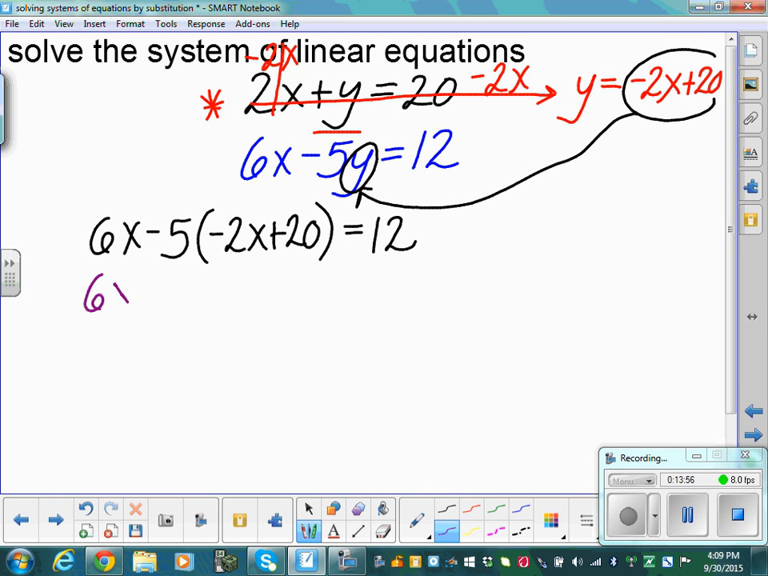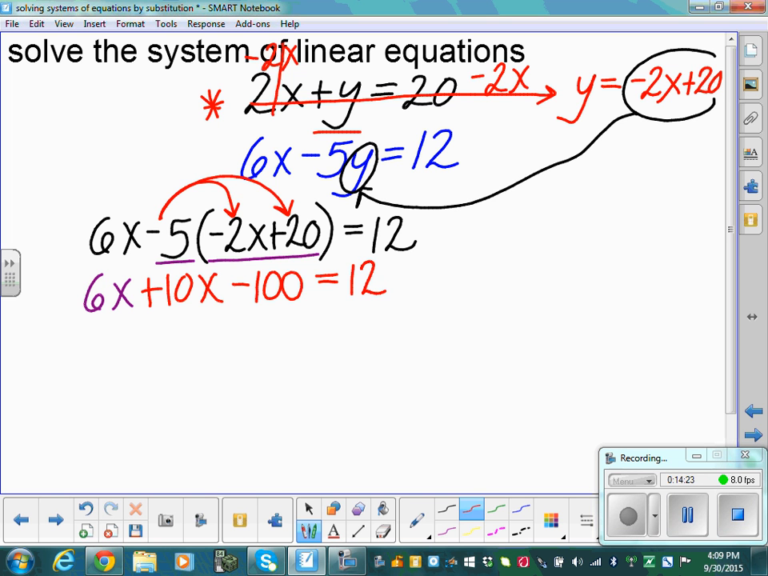So I have 6x. And then notice I have negative 5 times all that stuff. So I'm going to have to distribute negative 5 through to each term. Negative 5 times negative 2x is positive 10x. Negative 5 times positive 20 is negative 100, which is equal to 12. Now over here on the left, I'm going to combine all like terms. 6x plus 10x is 16x's, and I still have minus 100 is equal to 12.